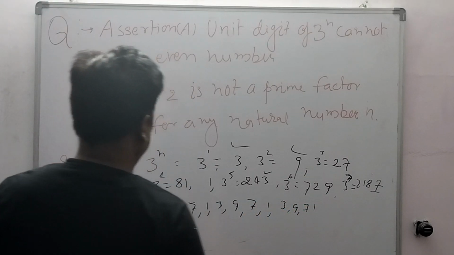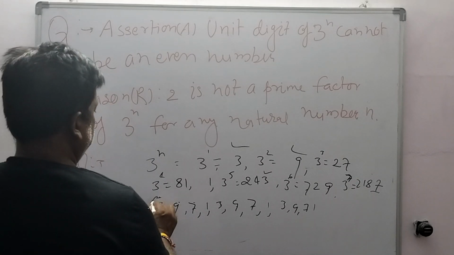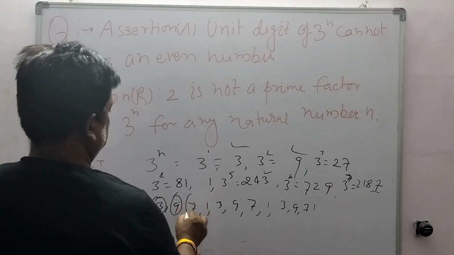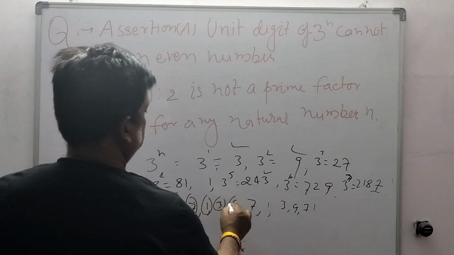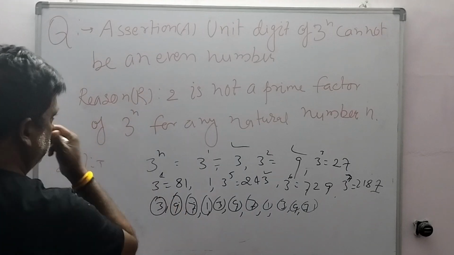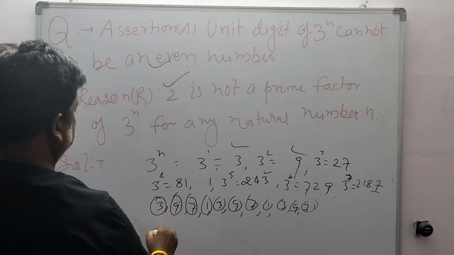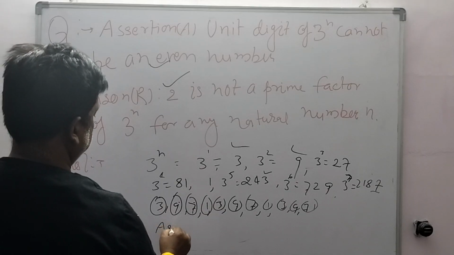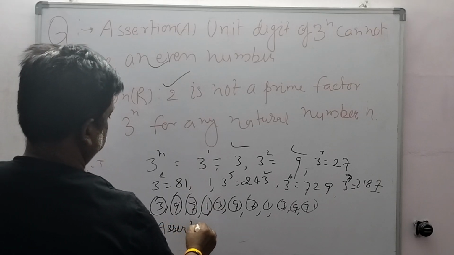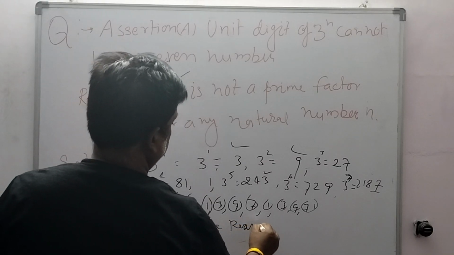3971, this type of unit digits we are getting. So all are odd numbers. So this assertion is true. This is also true. So assertion and reason both are true.